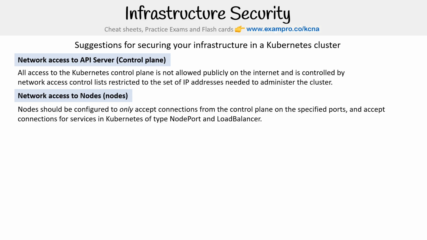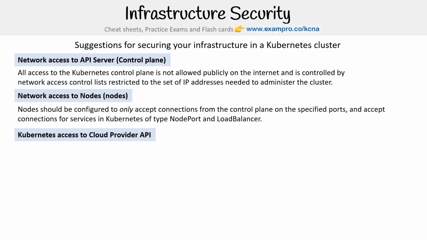Network access to nodes. Nodes should be configured to only accept connections from the control plane on the specified ports and accept connections for services in Kubernetes of a type node port or load balancer. And just put a load balancer in front of that and you should be A-OK. Like a cloud one or something like that.